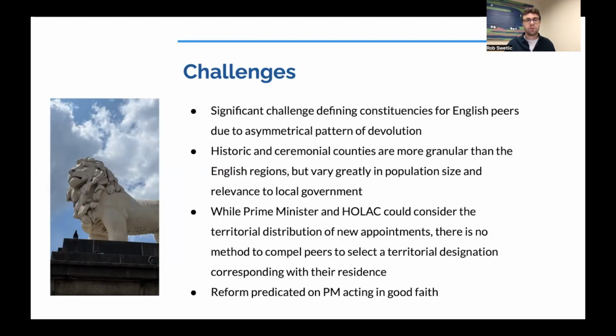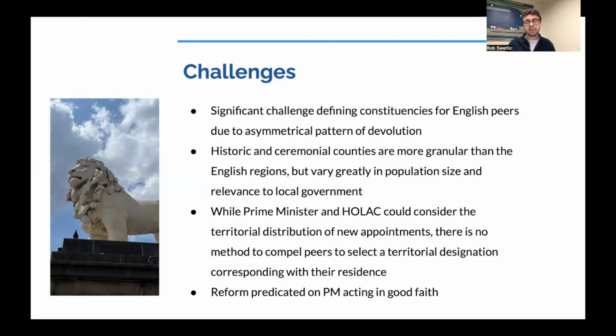Of course, any reforms to the House of Lords do not come without significant challenges. Dissimilar to the Canadian Senate, the high level of variance in the systems that geographically divide and govern the United Kingdom do not provide any obvious constituencies for the House of Lords. Specifically, there are major challenges to defining the constituencies for English peers due to the asymmetrical pattern of devolution in England. The English regions are one way the House of Lords Library tracks peers across England.